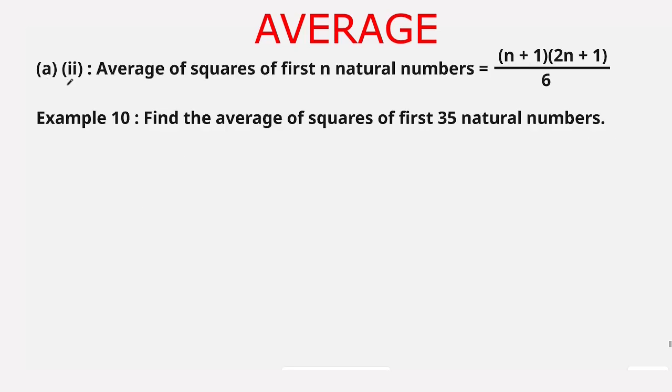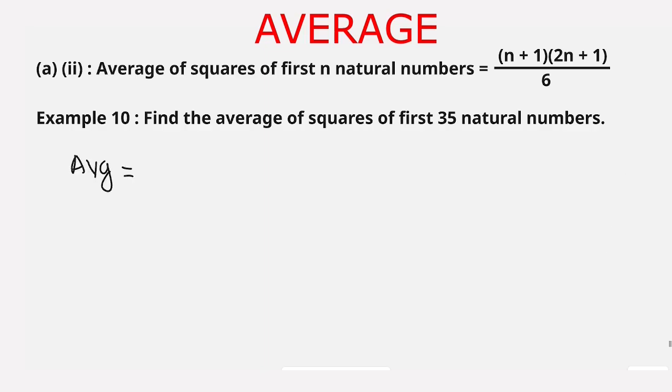Point A, part 2. Average of squares of first n natural numbers equals n plus 1 multiplied by 2n plus 1 divided by 6. And using this formula, we will solve example 10. Find the average of squares of first 35 natural numbers.